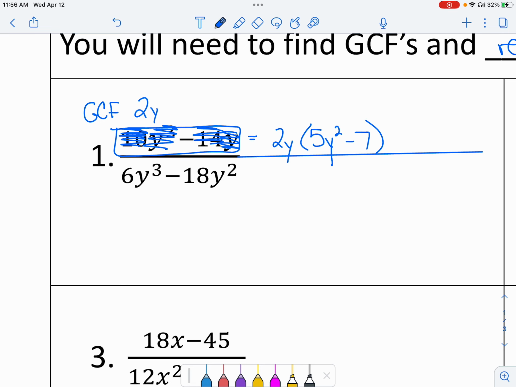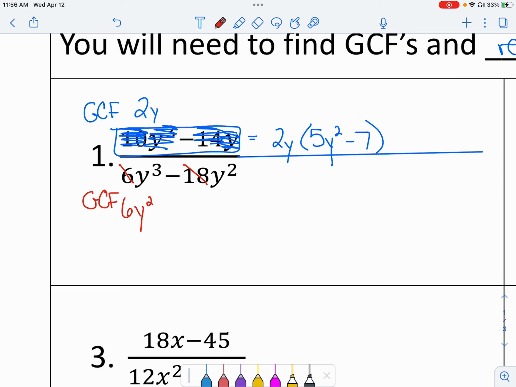Now let's do the same thing on the bottom. GCF on the bottom. Today we're focusing on GCFs. So what goes into 6 and 18? 6. And let's see, they both have a y, see that? And the smallest one is y squared.